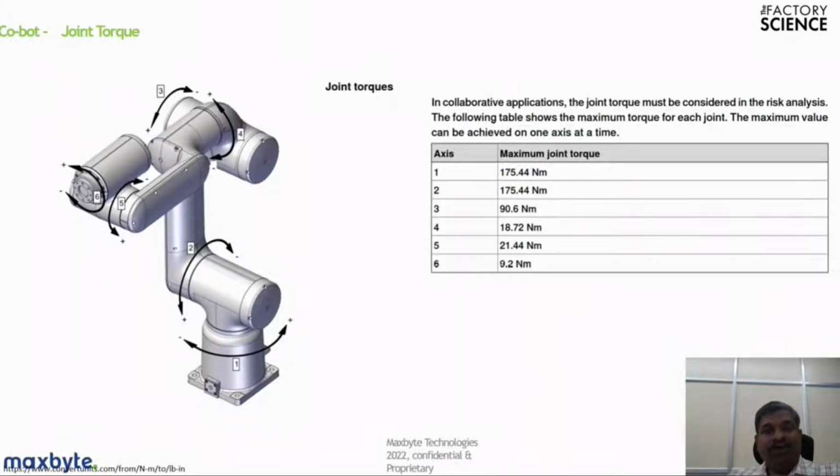This is the joint torque. The first axis has the maximum Newton meter, and every further axis is reduced by about 20%, so for the first axis it is 175 Newton meter, and for the last axis it is around 9.2 Newton meter.